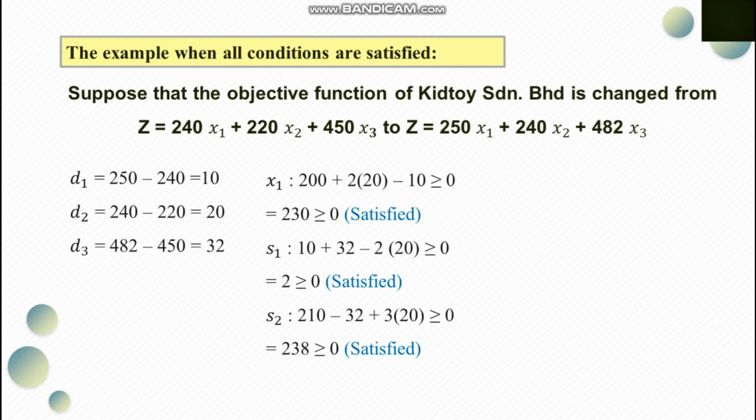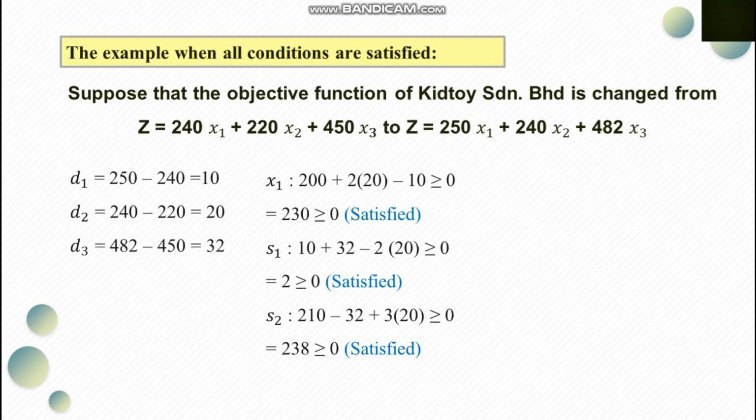For x1, we will get 200 plus 2 times 20 minus 10, which is 230. Since 230 is greater than or equal to 0, the condition is satisfied. For S1, 10 plus 32 minus 2 times 20 is equal to 2. Since 2 is greater than or equal to 0, the condition is satisfied. For S2, 210 minus 32 plus 3 times 20 is equal to 238. Since 238 is greater than or equal to 0, the condition is satisfied.